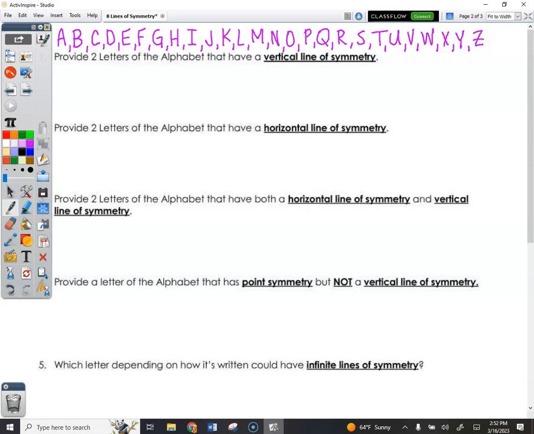Okay. Anyways, please answer these questions right now using the capital letters of the alphabet. Let me say that I realize the letter B and the letter C really depend on how you write them. For instance, if you write a B like this, there's not much symmetry there. And if you write a C like that, there's not much symmetry. I went with the equal B and the one where C looks almost like a semicircle.